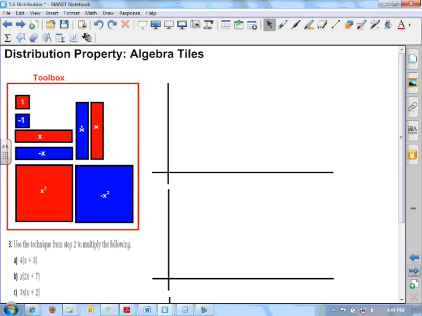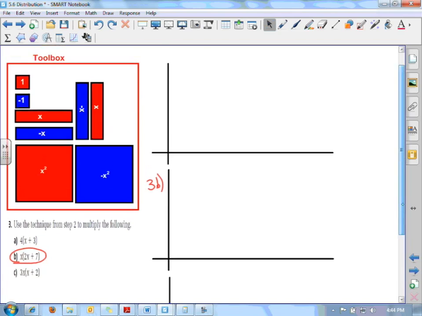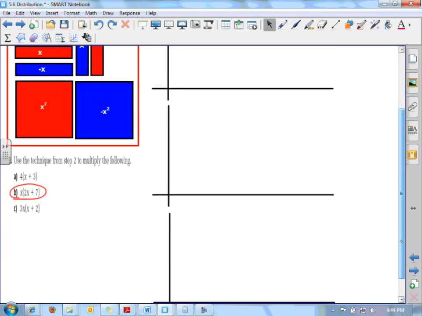Okay, now I'm going to go to question 3. These are all question 3s. And I have the tiles here to help us if needed. We're just going to do one example with tiles, which is actually question 3B, using tiles and without tiles. So question 3B, how would we present x times (x plus 7)? And actually, we won't do 3B with the tiles. We are going to actually do question 3C with the tiles.